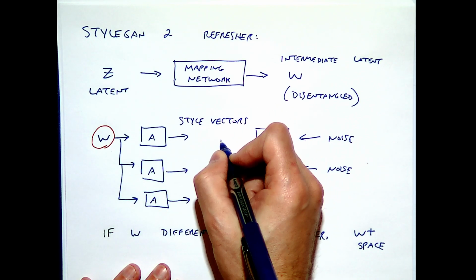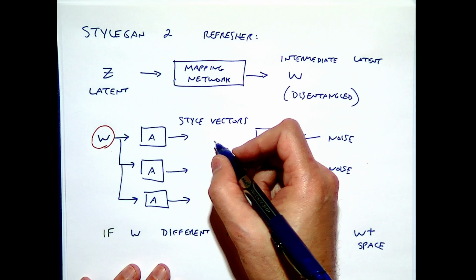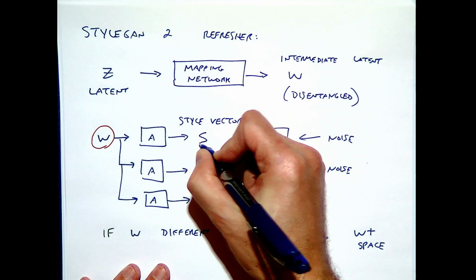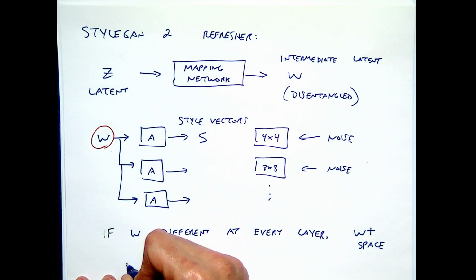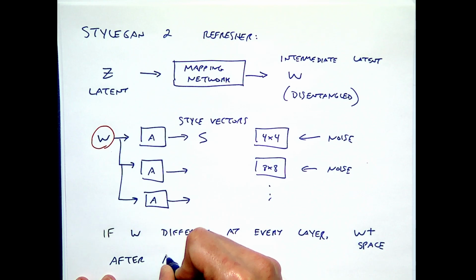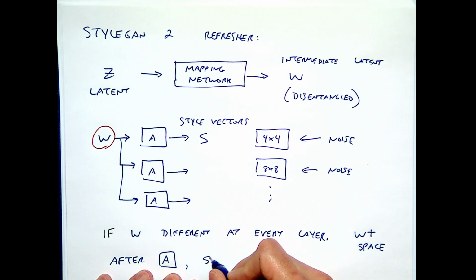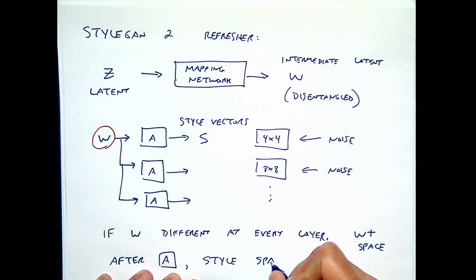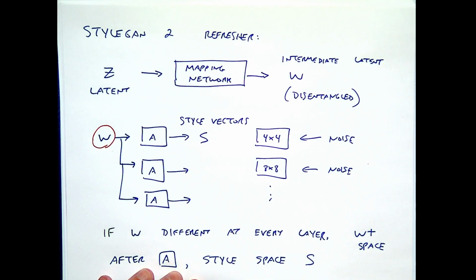And then also, after I go through the affine transformation, after the A block, these are called style vectors, what are called style space vectors. So style space, we could call S, right? So the idea behind this paper was to do some searching through this W plus space, the generalized W space, and also the S space, to be able to discover interesting edit directions, okay?